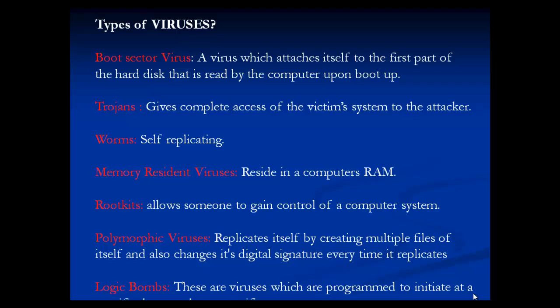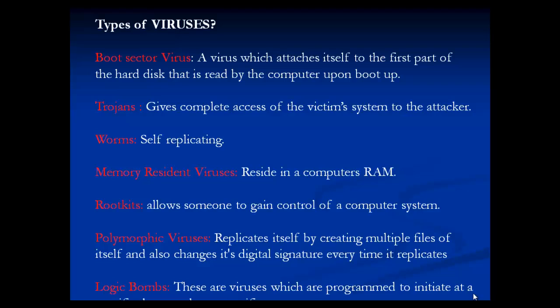The next one is worms. A worm is a program that distributes copies of itself. It means it is self-replicating. Generally, a worm spreads across the network and damages the entire network of computers. So if one computer system gets compromised, the entire network of computer systems will be damaged. This is the problem with computer worms.